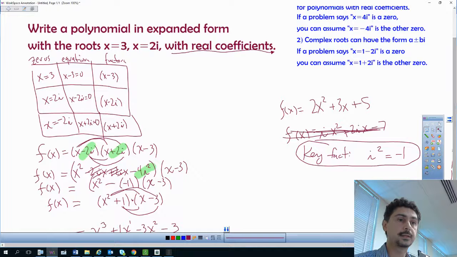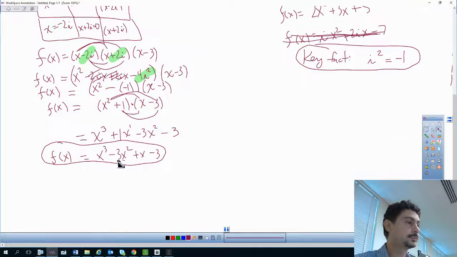Sorry, here, let me get this part down. In order that these coefficients are all real numbers.